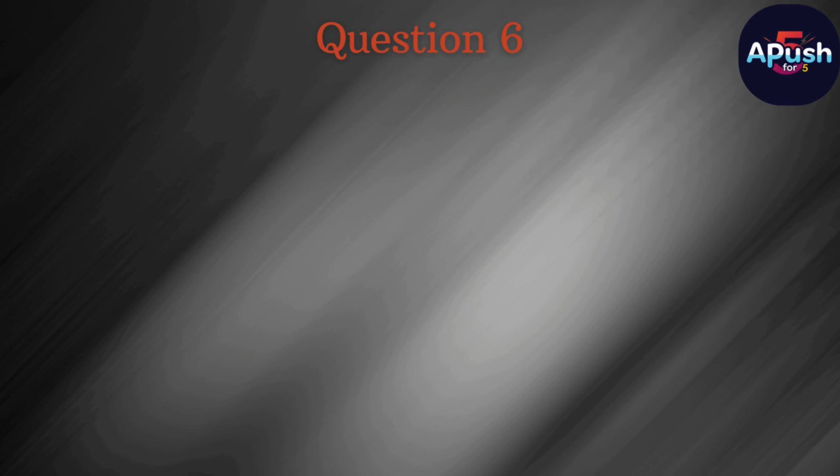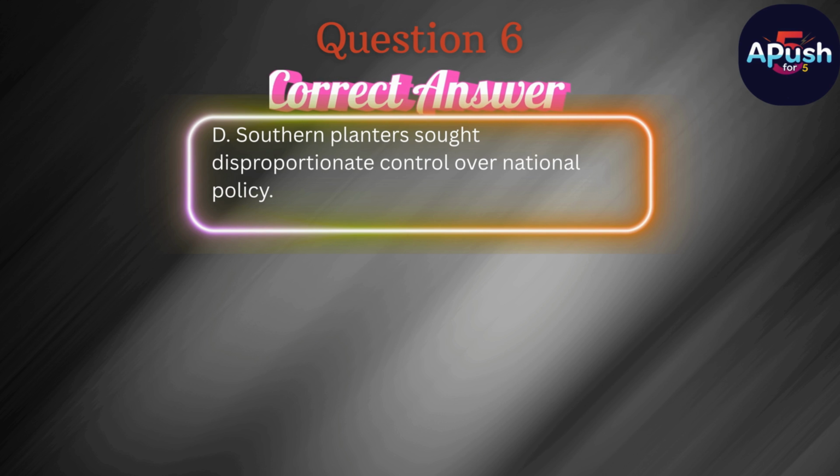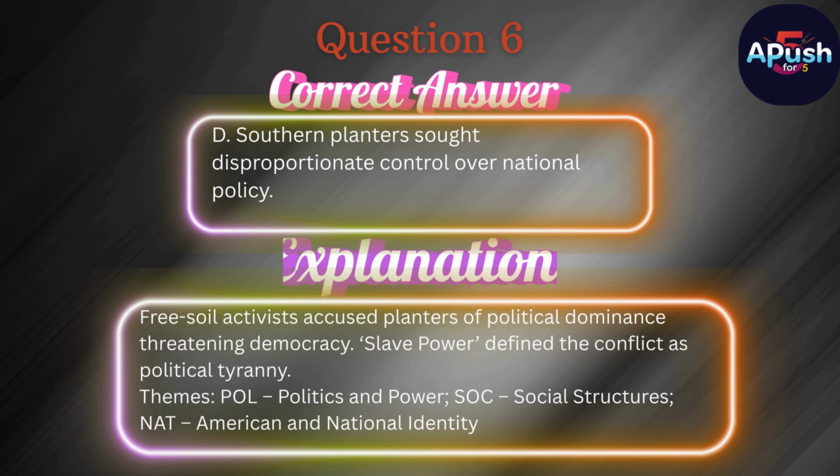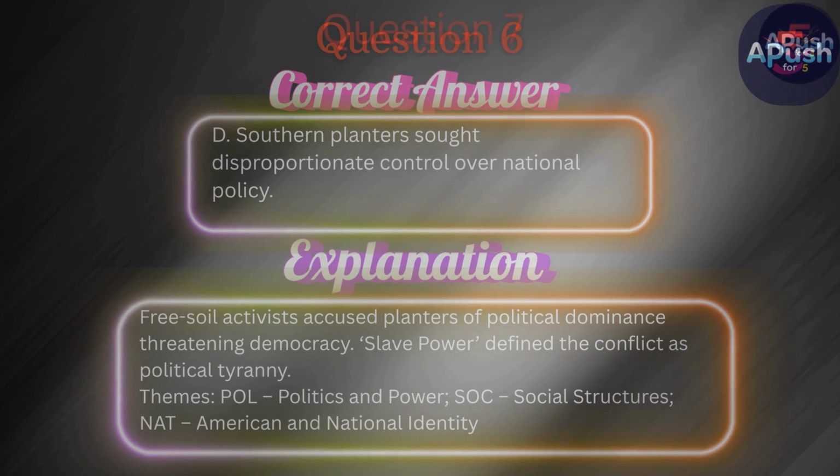The correct answer is D. Southern planters sought disproportionate control over national policy. Free soil activists accused planters of political dominance threatening democracy. Slave power defined the conflict as a political tyranny.